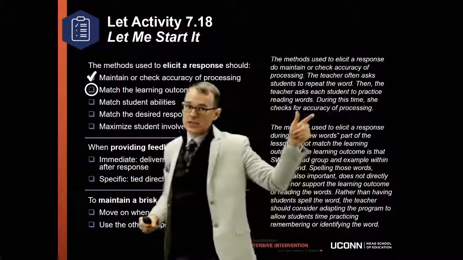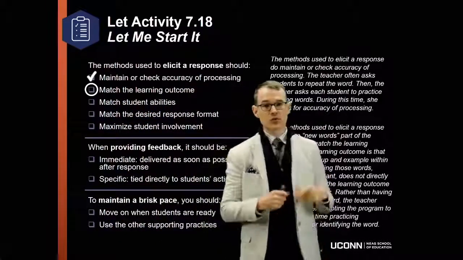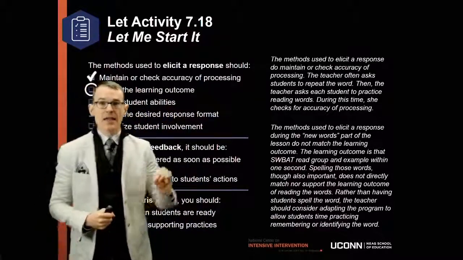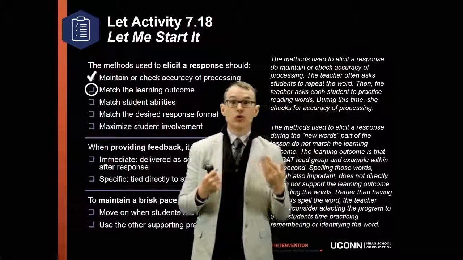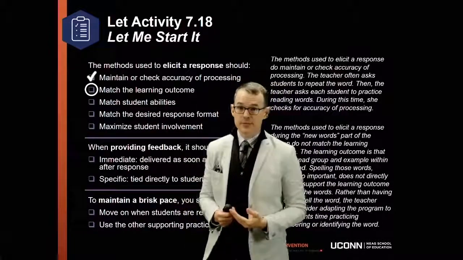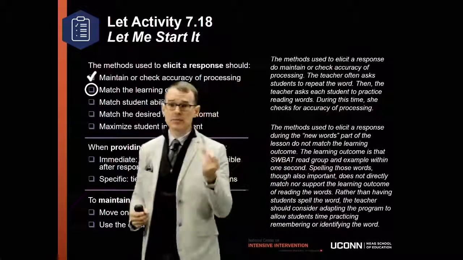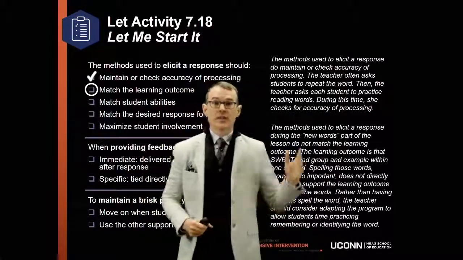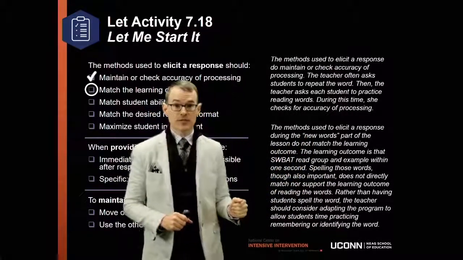And you can see the explanation here, which I'll summarize for you: because the teacher is having the students read the words one by one, she's able to see for each student whether or not they are getting the word correct. So she actually is able to check the accuracy of processing. She also is maintaining it because she has the cold call system. It's very rapid, and so students are going to be engaged throughout. So that is definitely both maintaining and checking accuracy of processing.